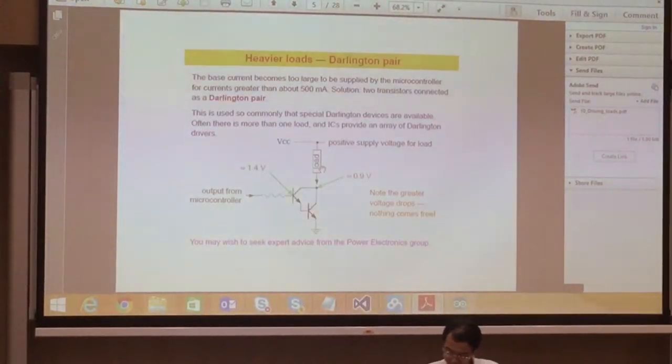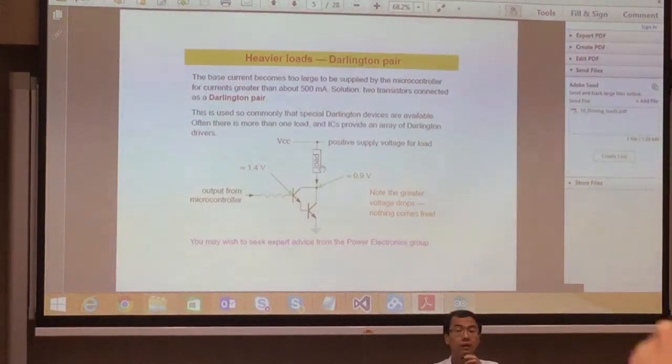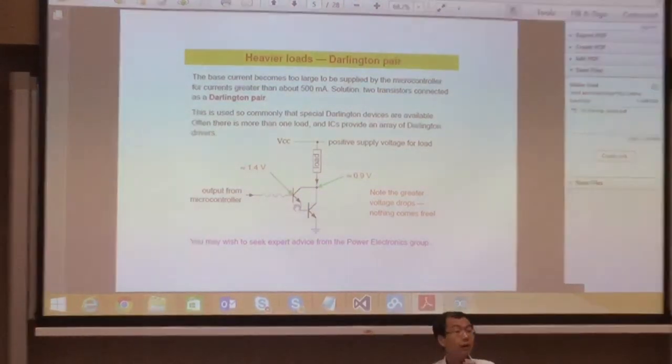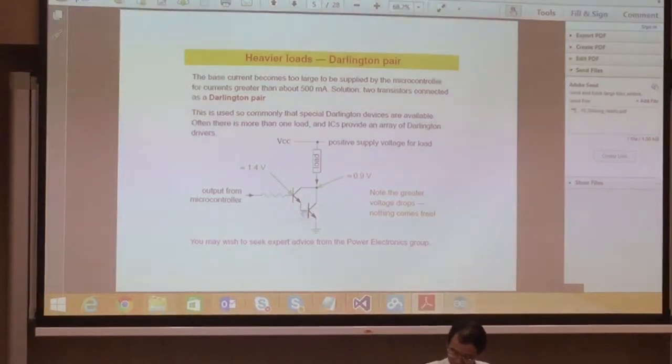Okay, now this is actually a Darlington pair. Basically, it's a variation, a combination. You use two bipolar transistors to drive even larger current. So if you look at the Darlington pair, basically you have two NPN transistors. So how it works, a few things. Again, our output is from the microcontroller, so we connect to here.